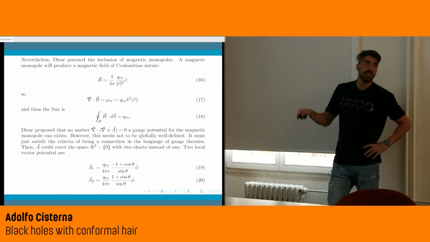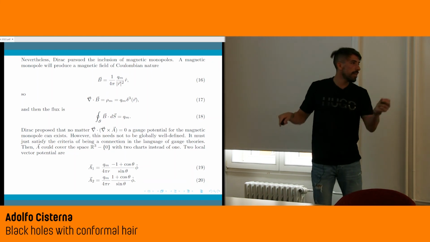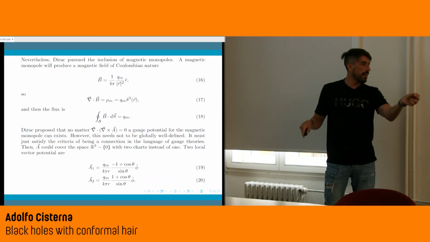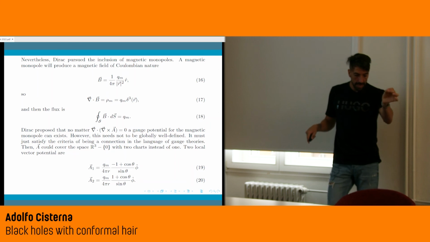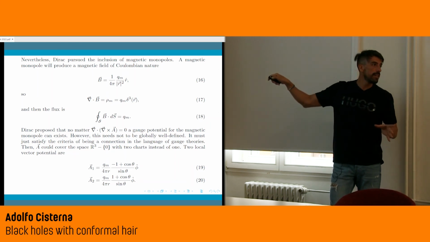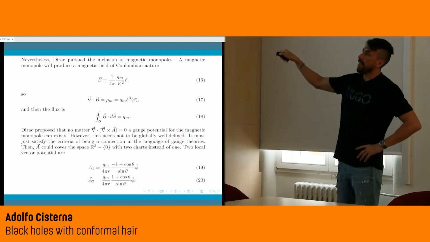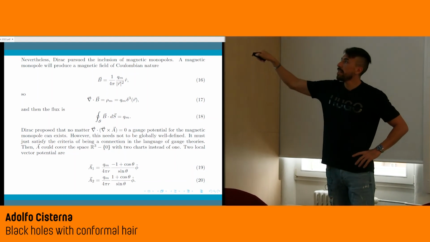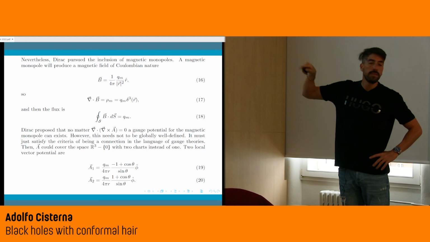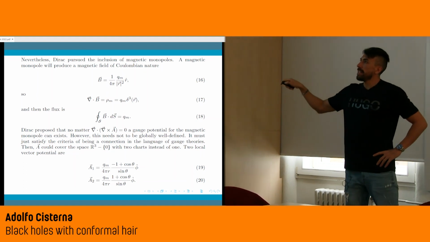Magnetic charge density of a point particle, no? So it's going to be the magnetic charge, a single magnetic charge times this Dirac delta, such that when I integrate on a surface, what I obtain is the magnetic charge. But nevertheless, we have this problem.